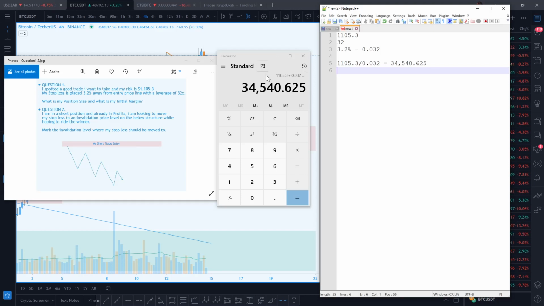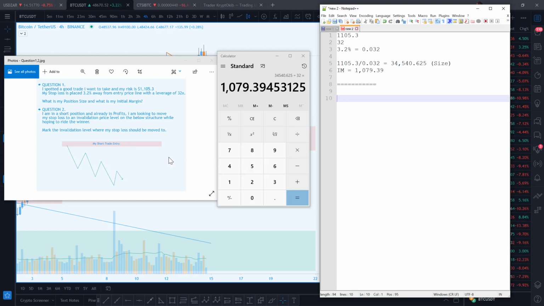And here we have our position size, and our leverage is 32x, so divided by 32. So our initial margin will be $1,079.39. So this is our position size, and the other one is our margin. So that is for question 1. It's as simple as that.